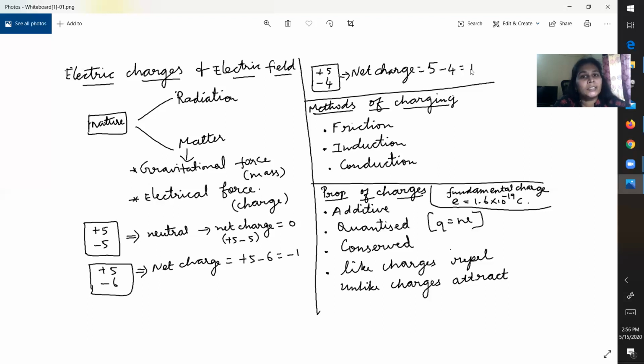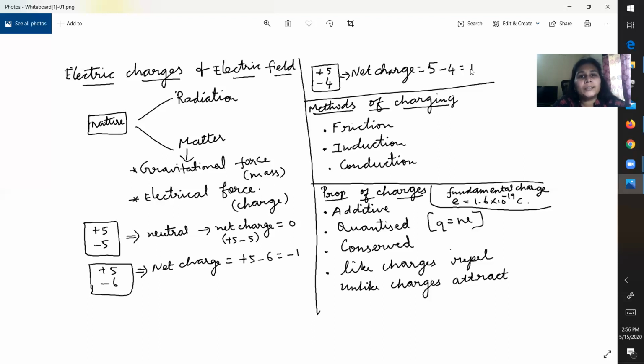Number 1, charging by friction. Just by rubbing both the bodies, we can charge the body. Number 2, charging by induction. That is bringing an uncharged body near, not touching, just bringing it near a charged body, we can charge it. Then charging by conduction. That is bringing them in physical contact, right?